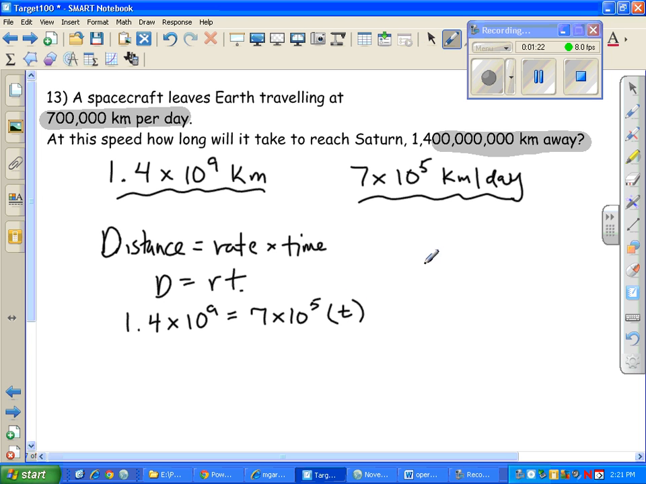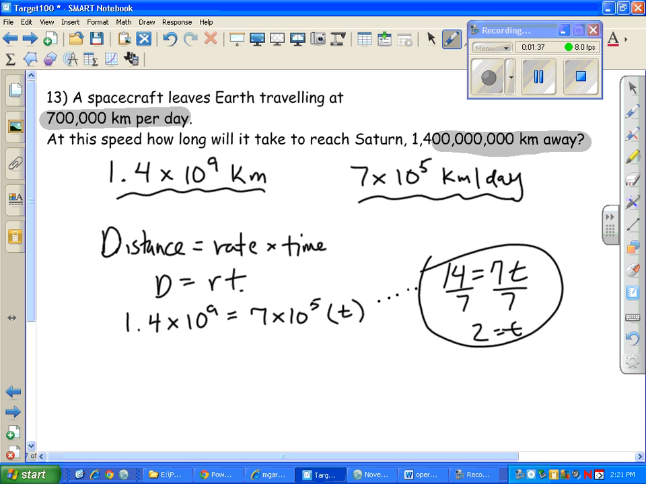Now, if you look at this on a simpler level, for instance, if you had, say, 14 equals 7 times t, we would all know what to do, right? We would divide by 7, and we'd find that t would be 2. So if you think about it like this, and you look at this problem in that same context, we would have to divide both sides by 7 times 10 to the 5th. That would allow us to solve for t, time.